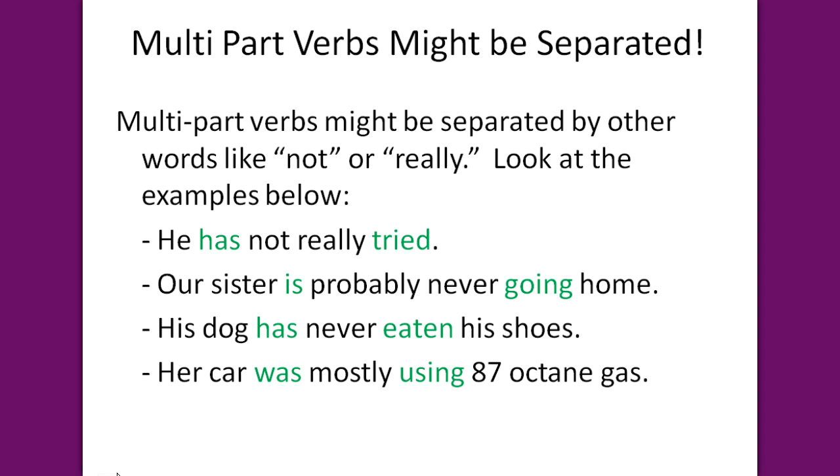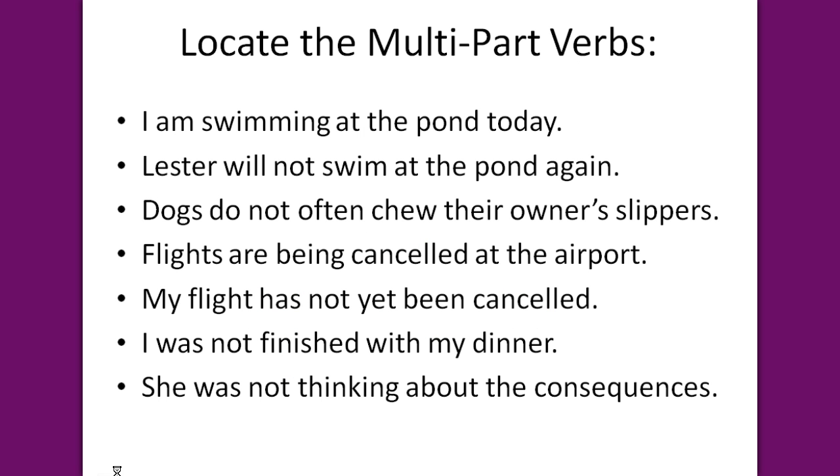His dog has never eaten his shoes. Again, the verb has eaten has been interrupted by the qualifier never. Her car was mostly using 87 octane gas. Again, the phrase was using is interrupted by the qualifier mostly. Take a moment and pause this presentation if you need to find the multi-part verbs in the following sentences.